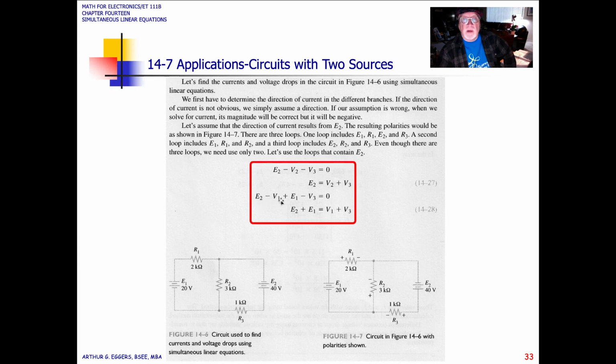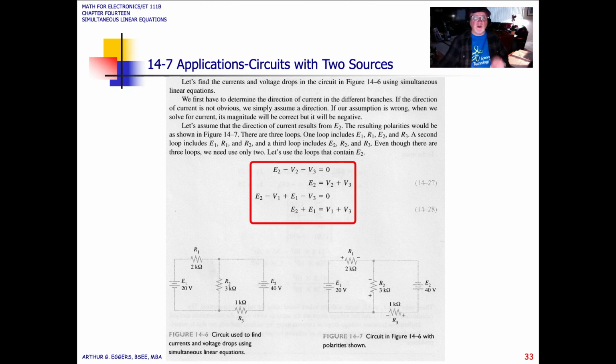E2 minus V1 plus E1 minus V3 equals 0. Okay, so now we're including both of the voltage sources and the voltage drop across R1 and the voltage drop across R3. So this is our outer loop analysis. So we have E2 plus E1 because the sources add, in this case, because the polarities are set so that they add, plus, minus, and our voltage drops across R1 and R3 then add.